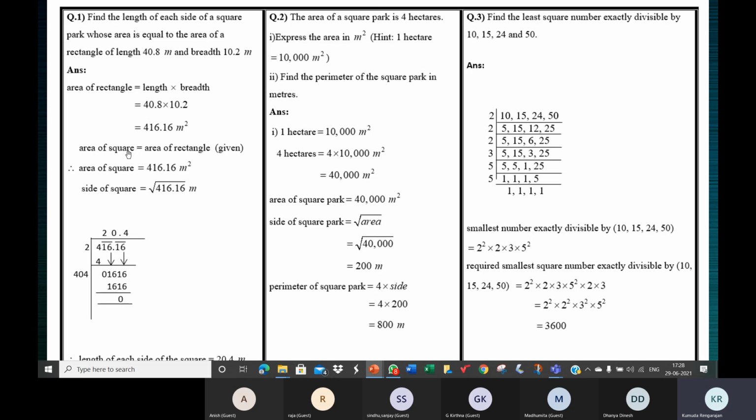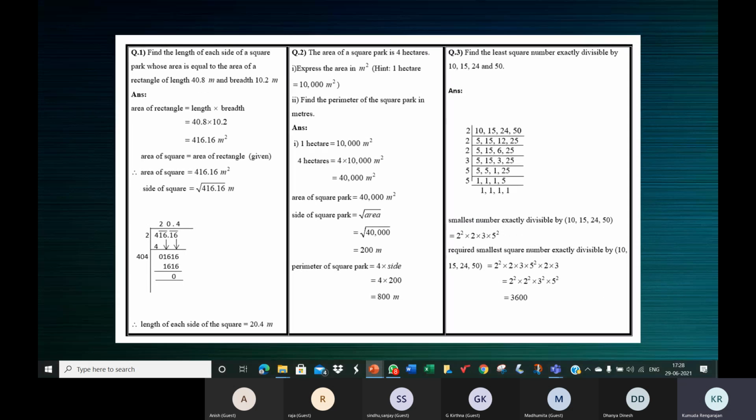But we are given that the area of the square is equal to the area of the rectangle, which means the area of the square is also 416.16 meters square. So if this is the area of the square, its side will be the square root of this number. And we find the square root using long division, which gives us 20.4. So the length of each side of the square is 20.4 meters.